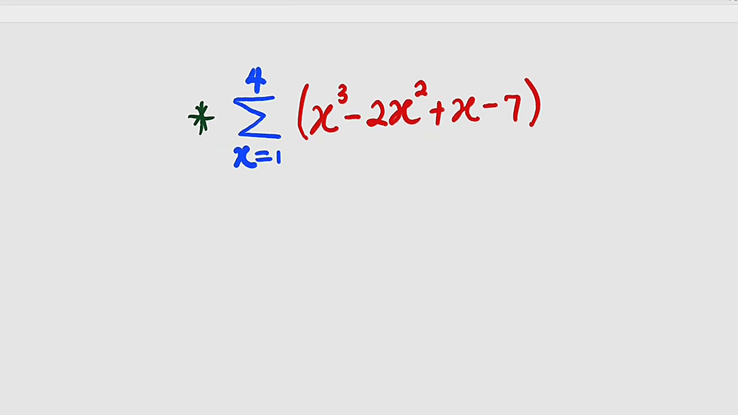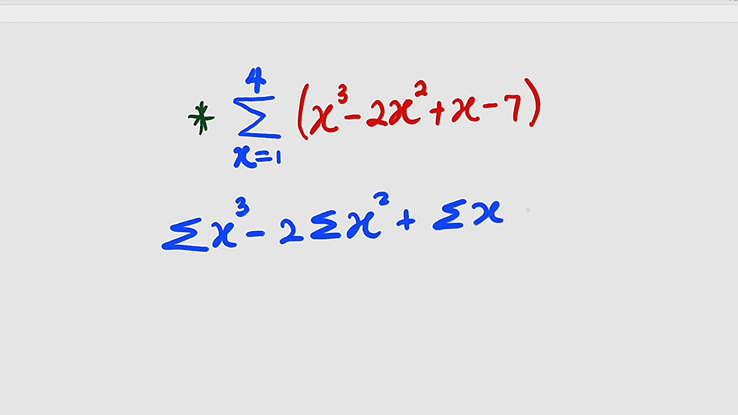So let's get started. We're going to first of all break it down into how many summations? 1, 2, 3, 4. Let's do that. We have the summation of x to the power of 3 minus 2 times the summation of x squared plus the summation of x, minus the summation of 7, for which all of them begin with 1 and stop at 4.